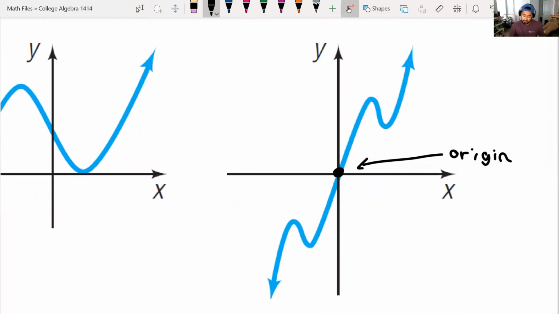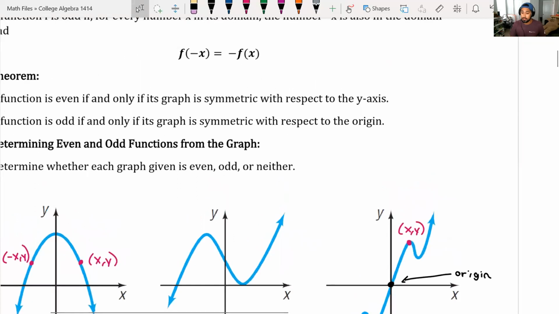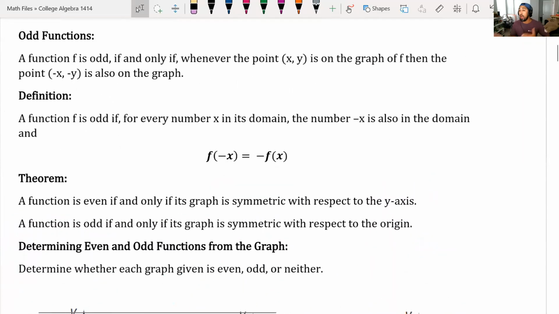Okay, but what the definition says is if I have a point x, y, and my function is odd, then graphically, it's symmetric about the origin, which means it'll flip over the origin, and I'll get my point negative x, negative y. That's it. So to be odd means you are symmetric about the origin. Okay. All right, so that is odd, and that is graphically.